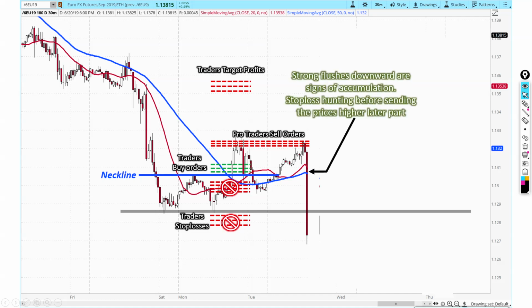So the strong flushes downwards are a sign of accumulation, and these are actually meant to hunt stop losses before sending the price higher on the later part. So this is just temporary when it happens.